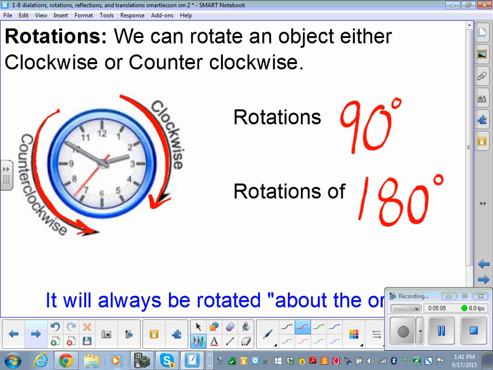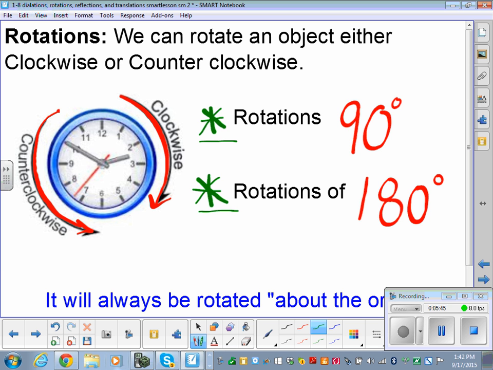Now, in this class, in secondary 2 regular, we stick with pretty much two basic rotations. We're going to be rotating objects 90 degrees, and we're going to be rotating objects 180 degrees. If you think about 180 degrees, we know that's halfway around a circle, right? So rotating 180 degrees will be taking something and flipping it a full half circle. Does that make sense on 180 degrees? Okay, awesome. Now in secondary 2 honors, they do 270-degree rotations. We can do different types of degrees, but in here we're just gonna stick with these.